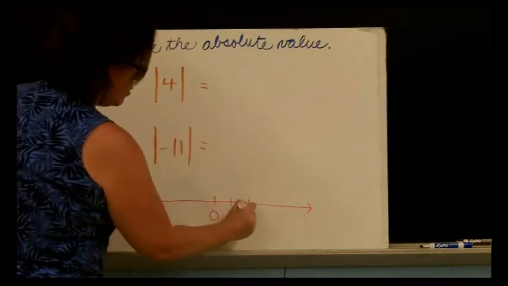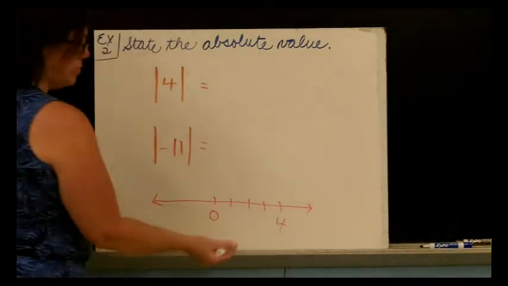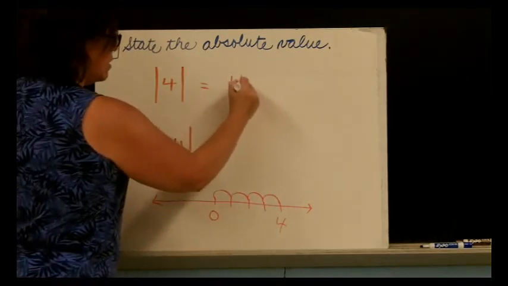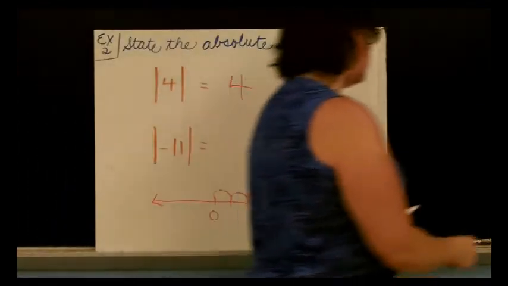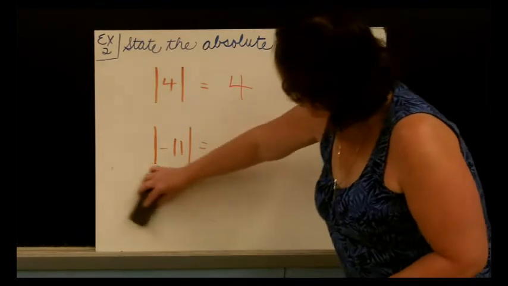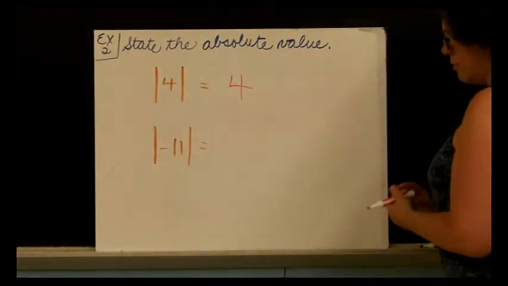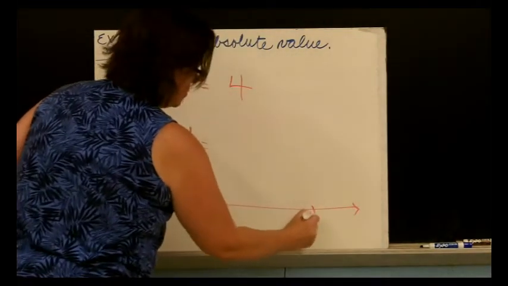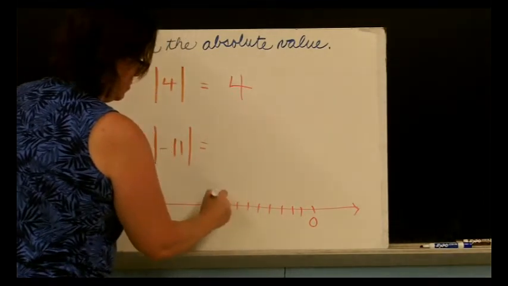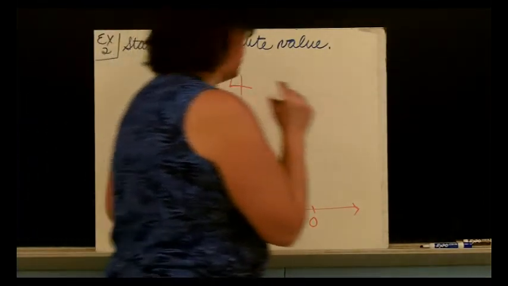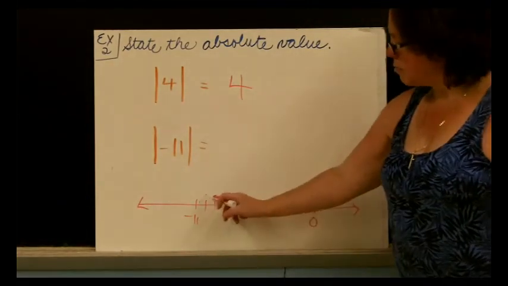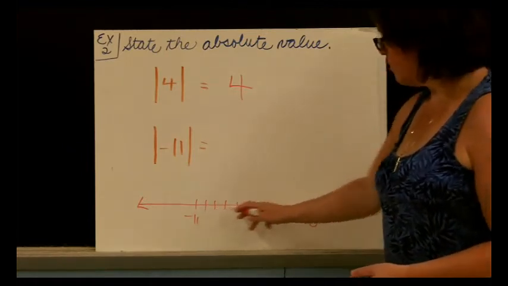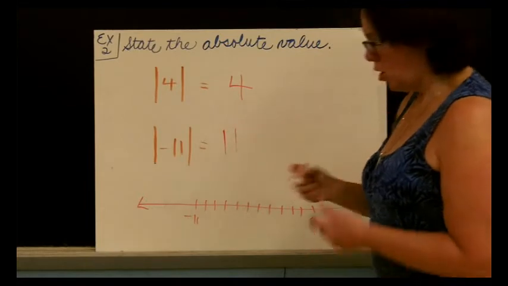and here is our +4, the distance would be 1, 2, 3, 4 spaces. The absolute value of 4 is 4. And what if we were to do the same with a -11? Again, absolute value means the number of steps, the distance an integer is from 0 on a number line. A -11 is 11 steps away from the 0.